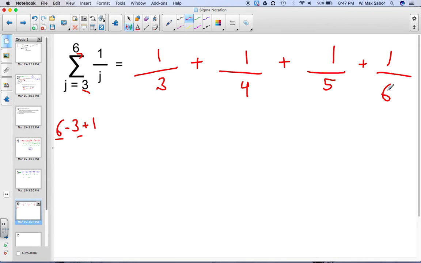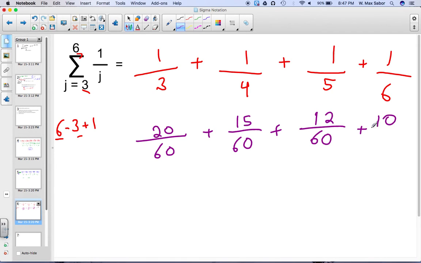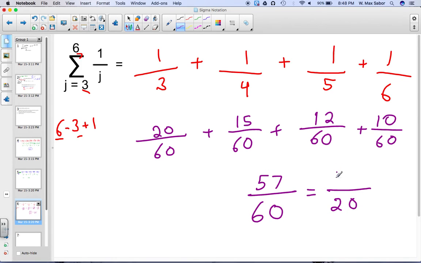So, we're going to need a common denominator. The common denominator that works here is 60. This will be 20 sixtieths plus 15 sixtieths plus 12 sixtieths plus 10 sixtieths, which gives us a total of 57 sixtieths. We can simplify that, I believe. Yes, they're both divisible by 3, so how many 20ths is it? 19 20ths.